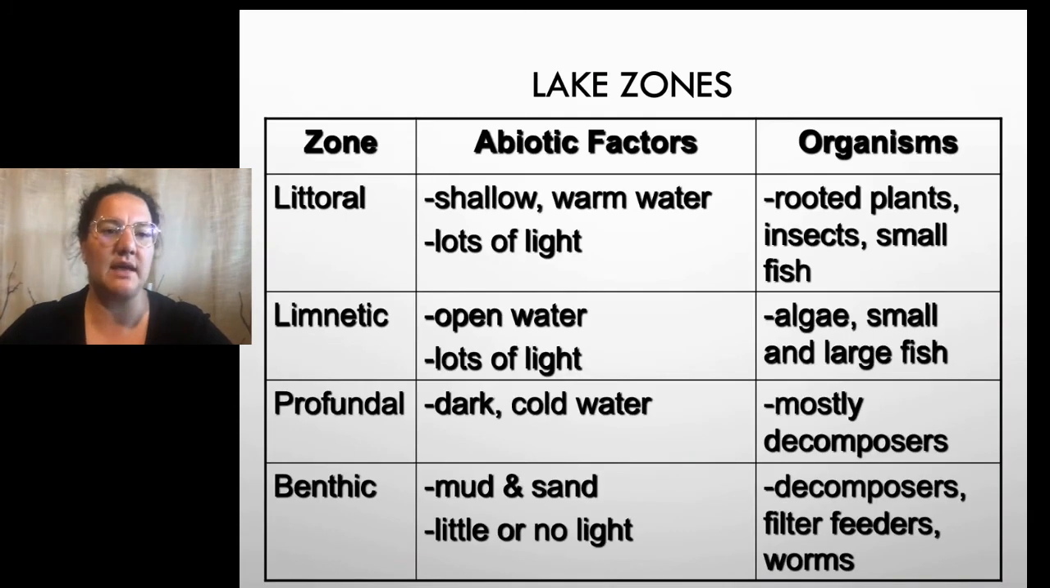So here we see that information about the littoral zone, which again is going to be where we see most of our sloughs. The limnetic zone, which is the open water where there's lots of light. This is where we like to go boating if we're boating, often where we'll go fishing if we're fishing. The profundal zone, which is mainly decomposers, it's dark, cold water. And the benthic zone, the bottom of a lake where no light reaches, where we have mainly decomposers.